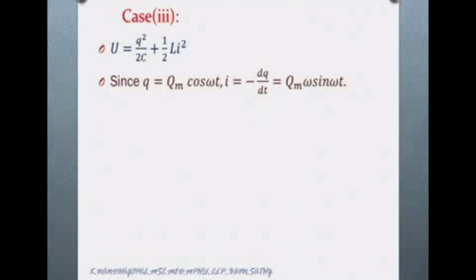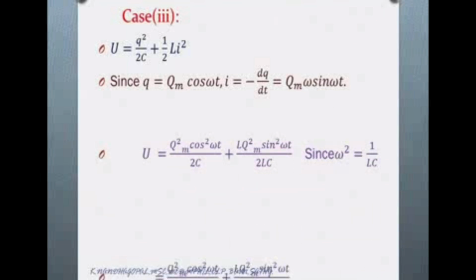Now we can see the third case. When a small amount of energy is in the form of an electric field, what will happen? We have to add the two values. In the capacitor, Q square by 2C, and in the inductor, 1 by 2 L i square.